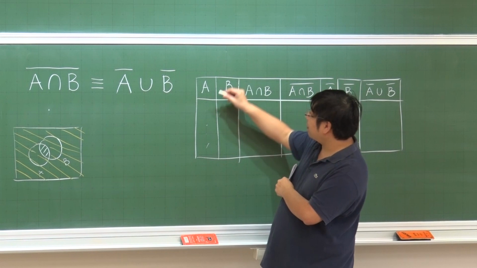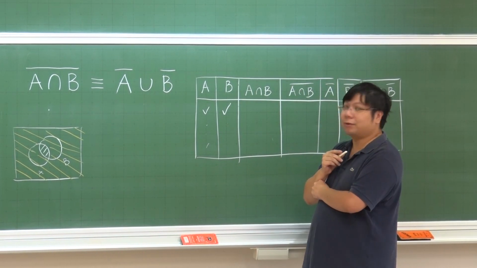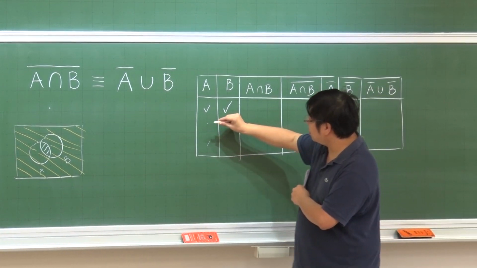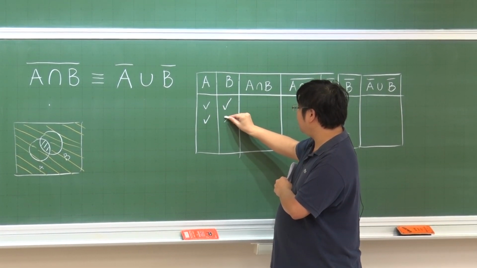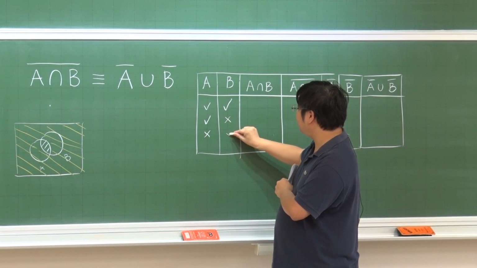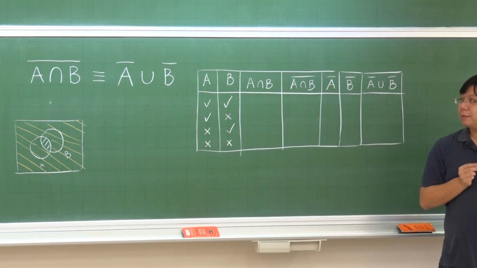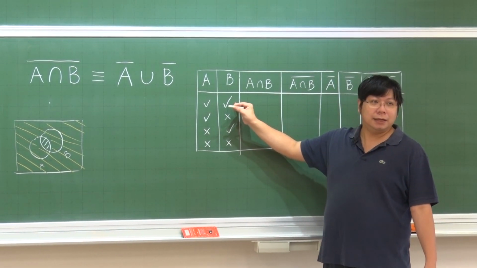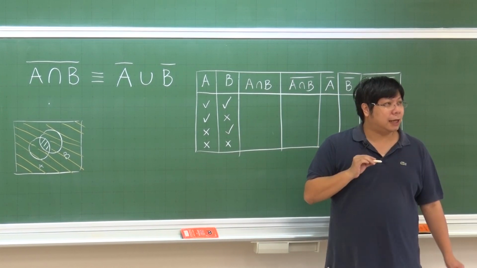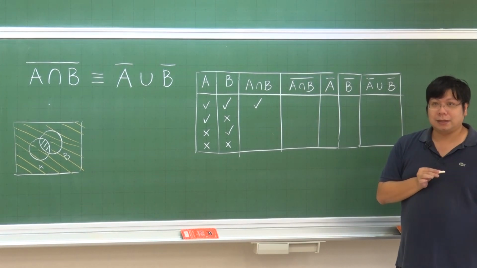So let's think about an item that is in A and in B, and see what will happen. Let me write down the four different cases. An item could be in A and in B, in A but not in B, not in A but in B, and not in A and not in B. Now if an item is in A and in B, then it will be in A intersect B. So this is the tick. Does that make sense?